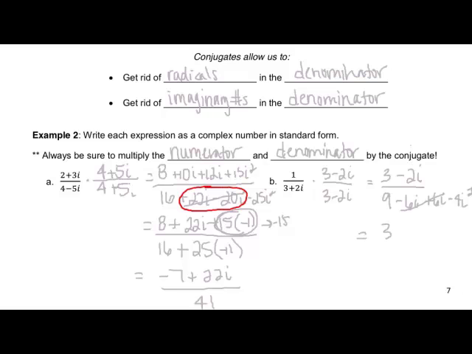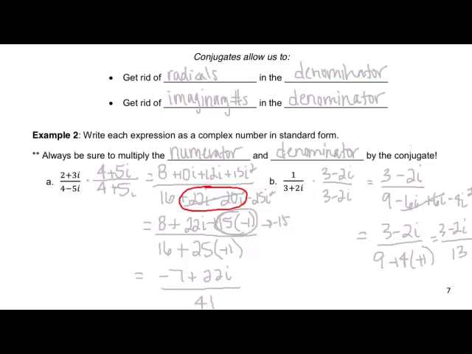So we still have 3 minus 2i in the numerator, and 9 minus 4 times negative 1. So negative 4 times negative 1 is a positive. So this gives us 3 minus 2i over 13.